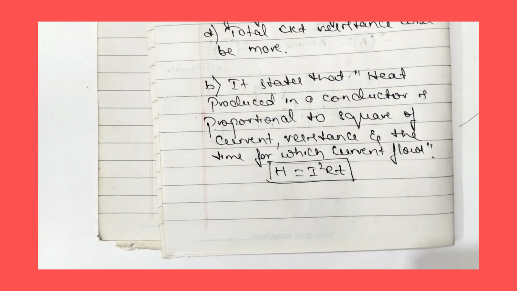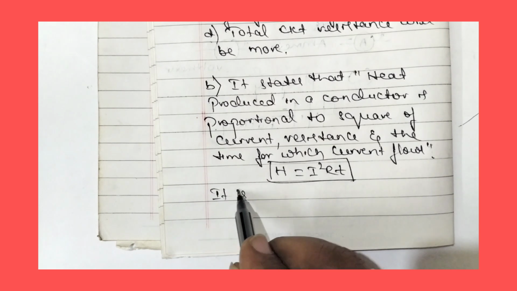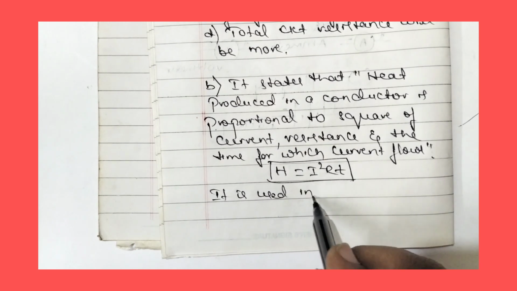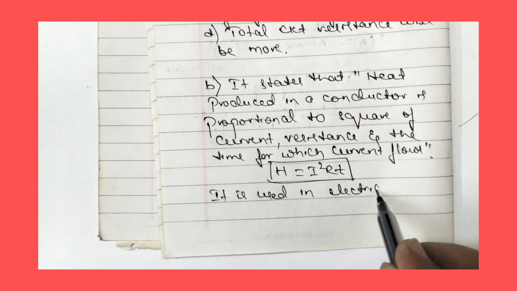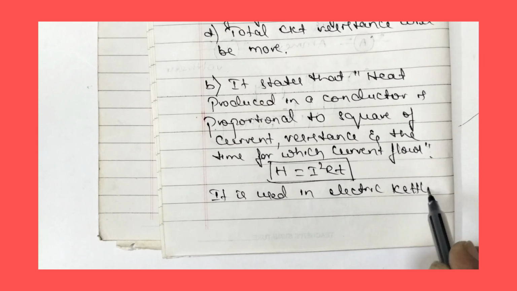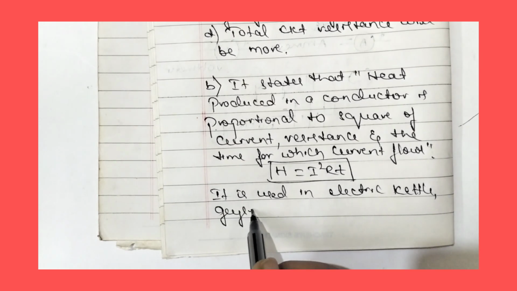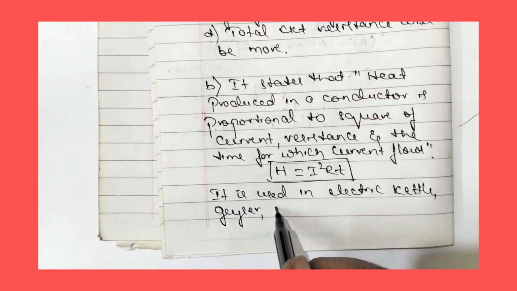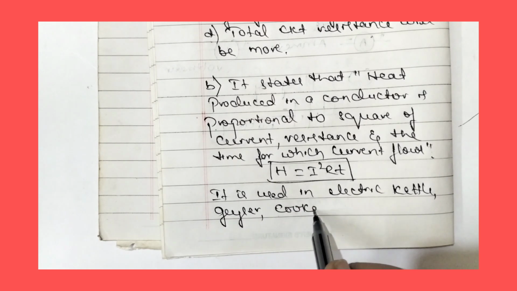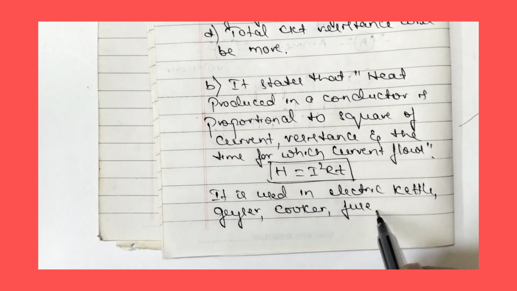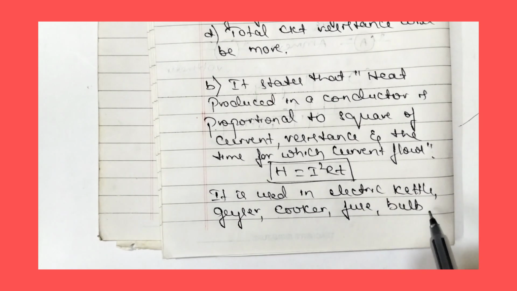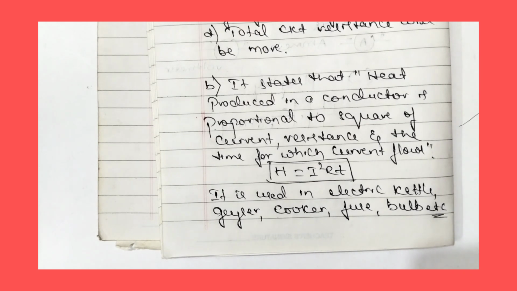So the application of Joule's law: it is used in electric kettle, electric geyser, then electric cooker, electric fuse, electric bulb, etc. So these are the applications of Joule's law of heating effect. So by this we have completed all the answers related to practice paper number 4, physics part A.